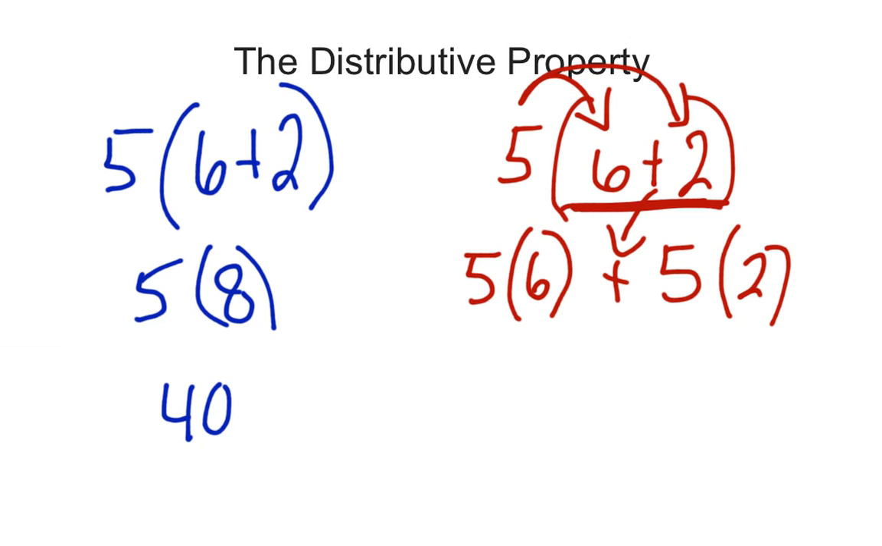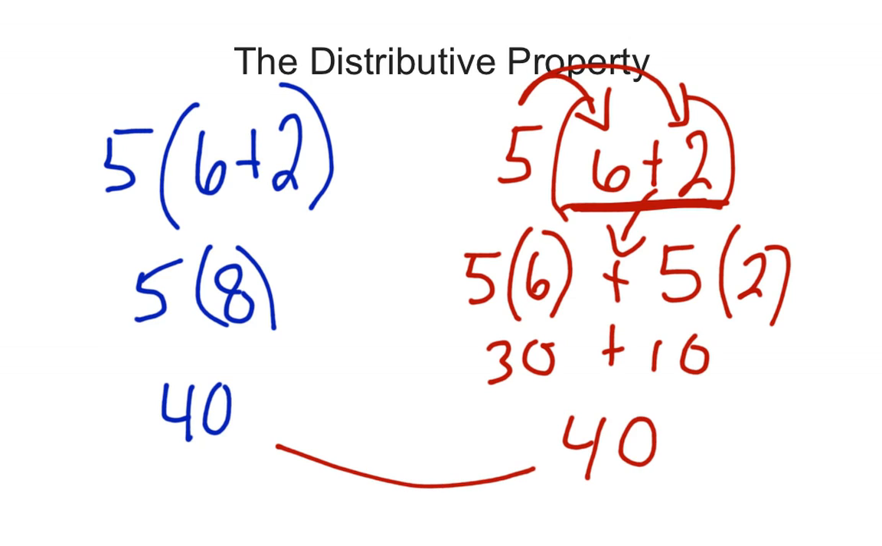Okay, and then if we were to solve this, well, I know 5 times 6 is 30. 5 times 2 is 10. And then 30 plus 10 equals 40. And what you can see here is that with either method, we get the same answer.